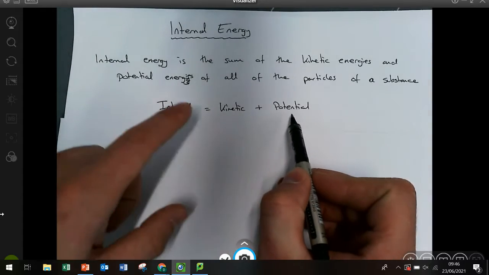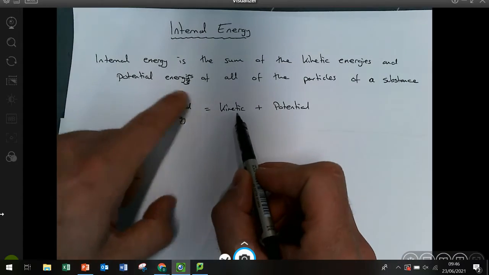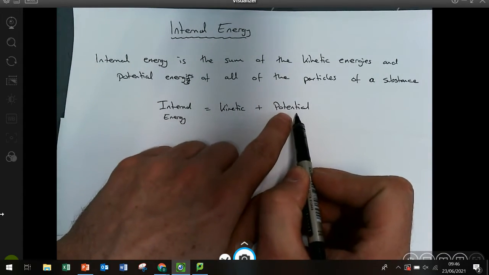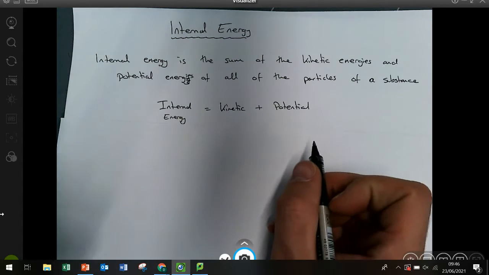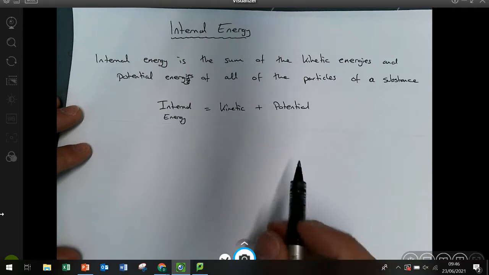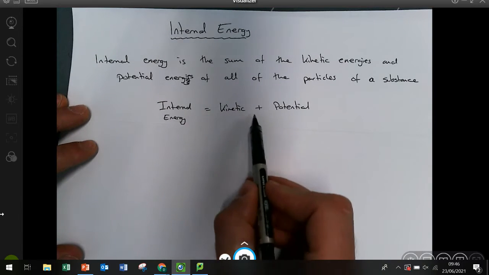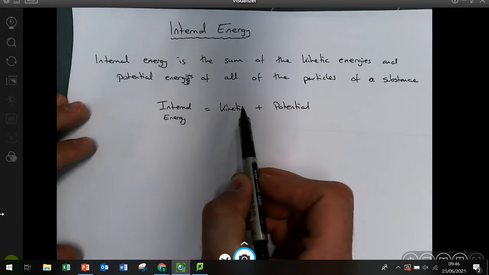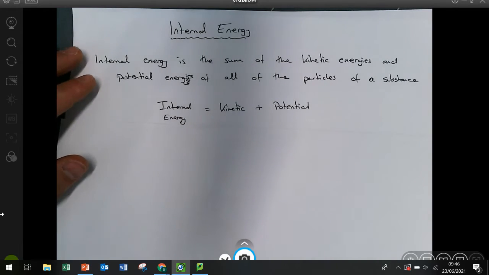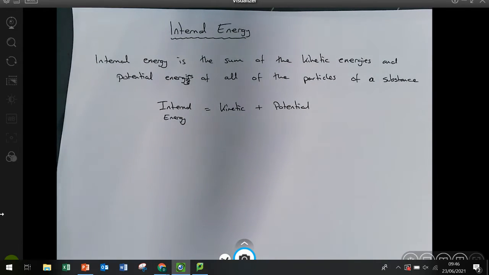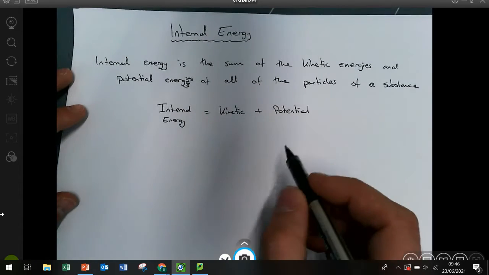Obviously, we are remembering that it's actually the kinetic energy of all of the particles and the potential energy of all of the particles. We do not care about the large scale, the macro scale properties. If I throw a tennis ball across the room, we don't care about its overall velocity. We are looking at the individual particles and what they are doing. So we need to obviously understand what we mean by kinetic and potential.